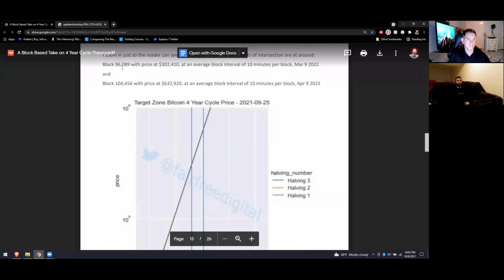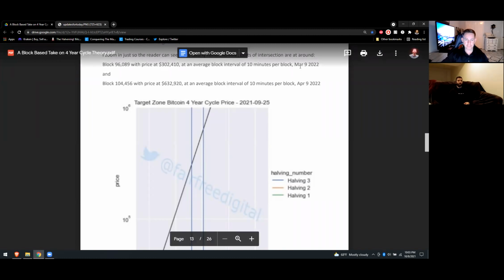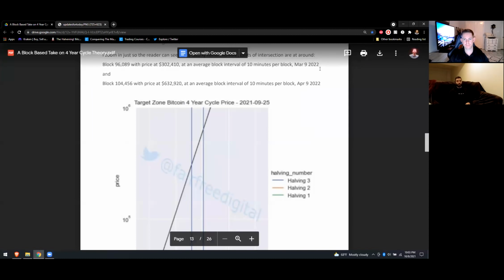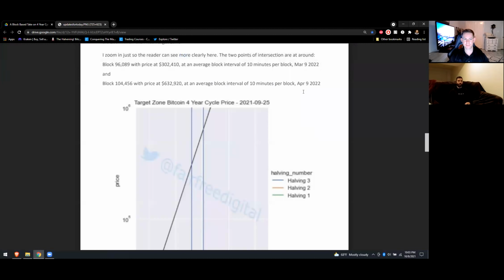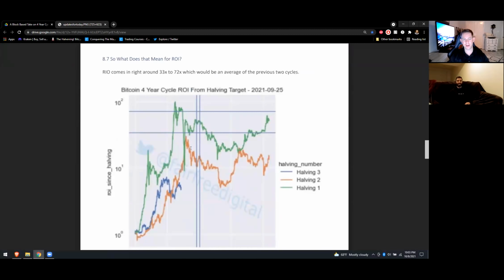Yeah, so if you look at where that range is, it actually comes in at block 96,000, and that's at the $302,000 mark, and block 104,000 is at the $632,000 mark. That's right around March 9th and April 9th, if you assume that each block takes 10 minutes. So this could be sooner or later by two weeks or so. But we're talking about some pretty ridiculous price levels. I vote for April 9th, $609,000. That's what I vote for.